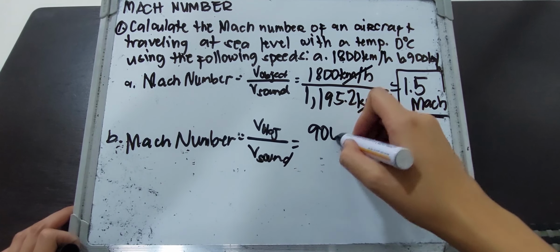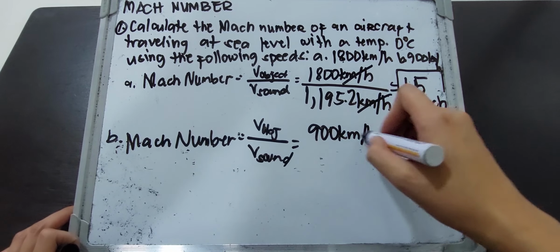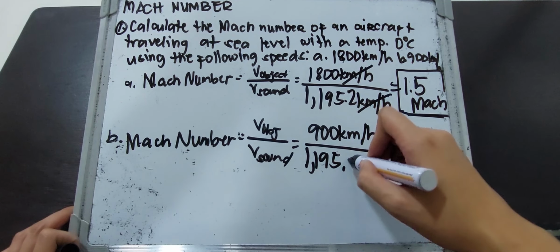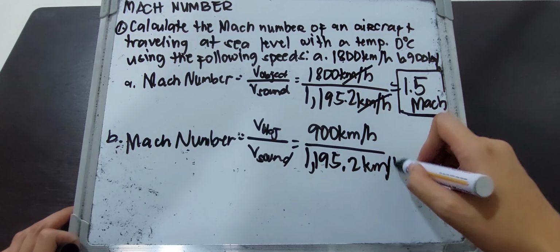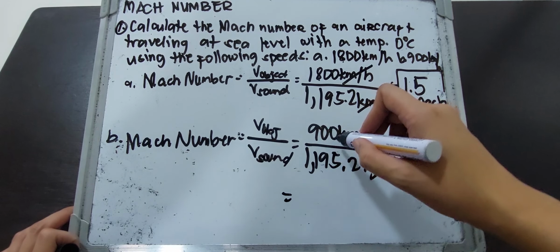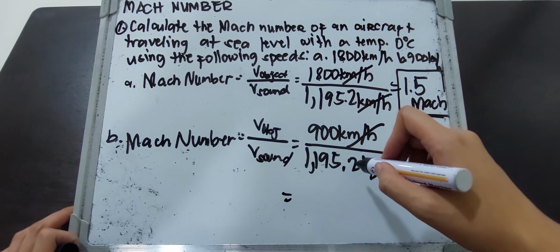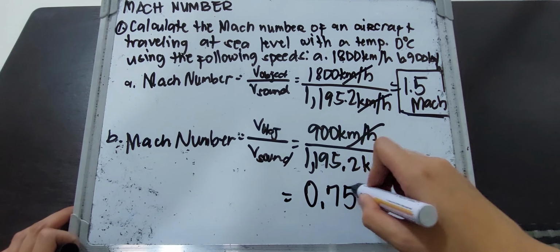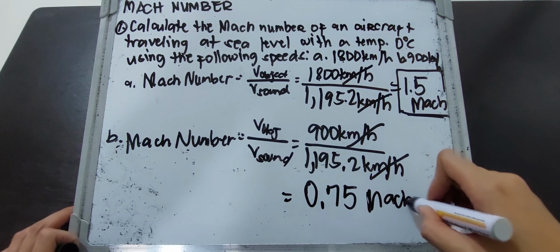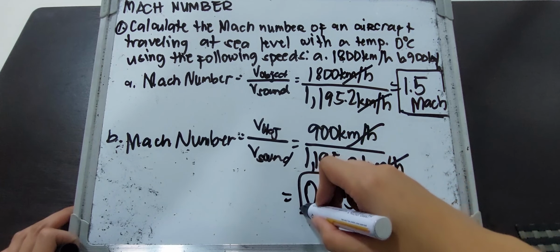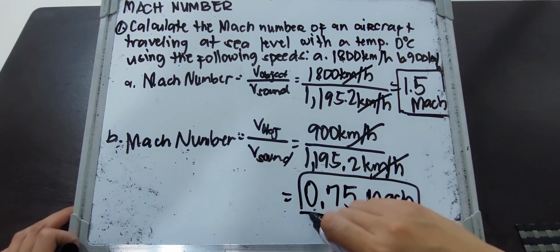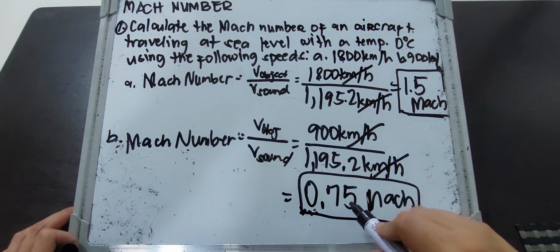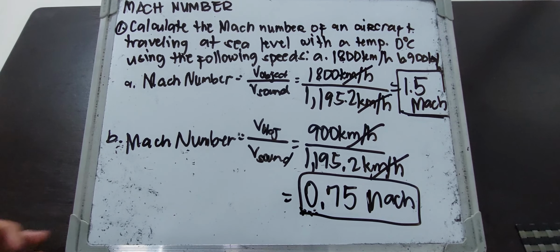Mach number is equals to speed of the object divided by speed of sound. So, 900 kilometers per hour divided by, ito pa din, 1,195.2 kilometers per hour. Cancel natin. 900 divided by 1,195.2 is 0.75 Mach. And since this is less than 1, sinasabi natin na pag less than 1, yung aircraft ay in subsonic condition.